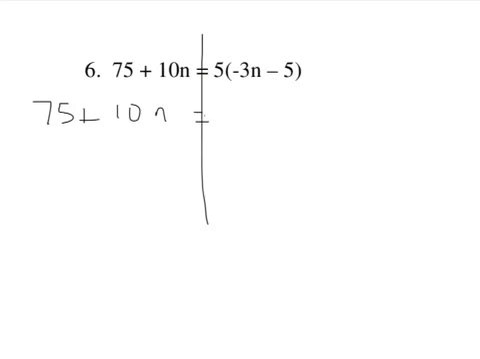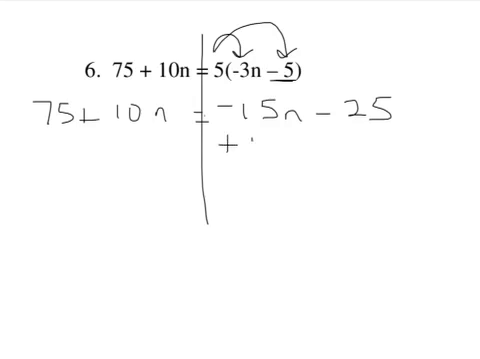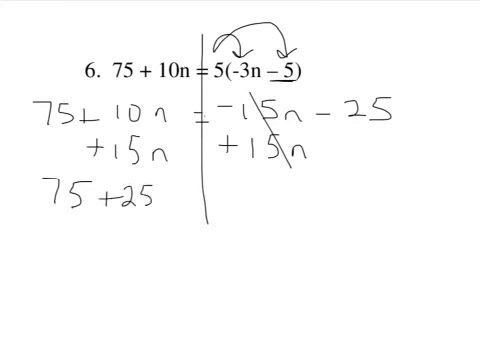I take 5 times negative 3n, and that gives me negative 15n, and then 5 times the negative 5 gives me negative 25. I then notice that I have a variable on both sides of the equation, so I take one of them and move it to the other side by doing the opposite of it. So this was negative 15n, so I added 15n to both sides. That cancels over there, so I have 75 plus 25n equals negative 25.